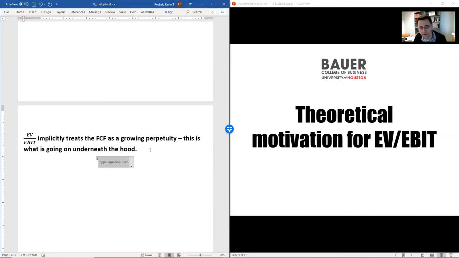So when we have this enterprise value over EBIT, taking the enterprise value as a discounted value of all the free cash flows, so that's familiar. And the free cash flows are going to be a growing perpetuity, so here's our growing perpetuity formula. I'm going to flesh this out a bit more. Recall what is a free cash flow? It's going to be the EBIT times 1 minus T plus depreciation minus CapEx and minus any increase in net working capital.